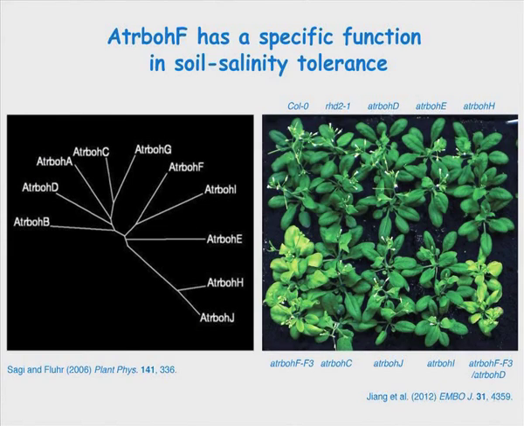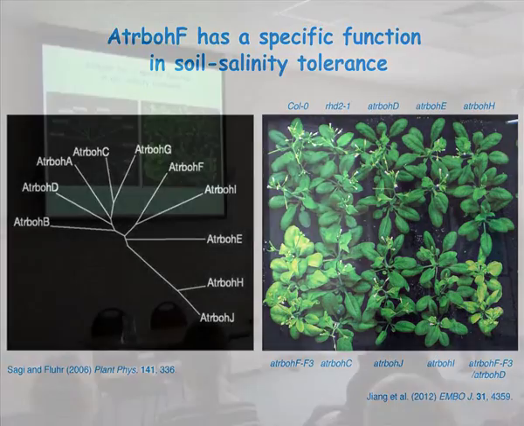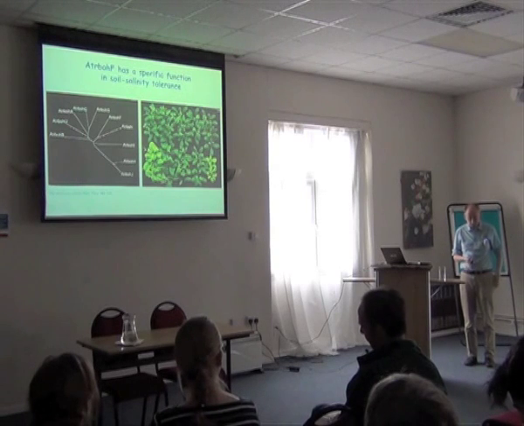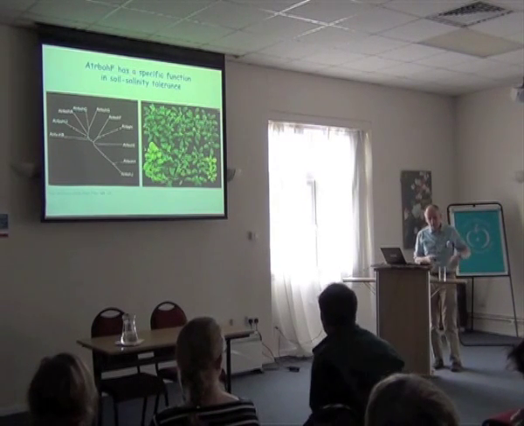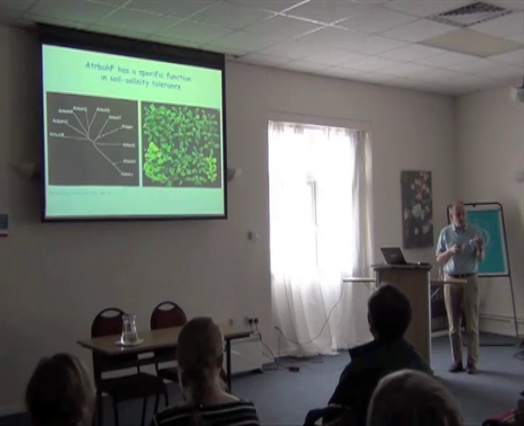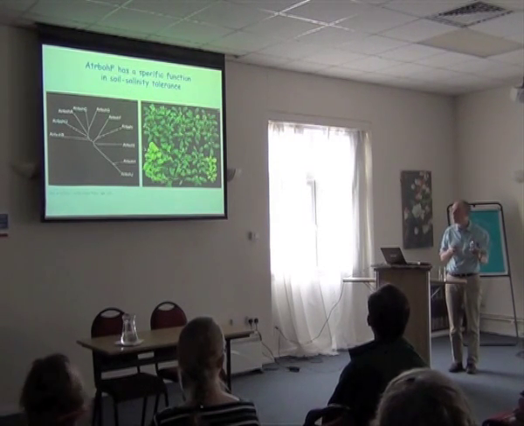A2RBOHF is one of a whole series of genes in the Arabidopsis genome that encode these so-called respiratory burst oxidases. So you see a whole series of genes here, all the way from A through to J or H, I can't remember. And you might say to me, well, okay, the Arabidopsis plant has all of these enzymes. Is there any specificity with respect to the particular one that we've already identified to do with this salt response?